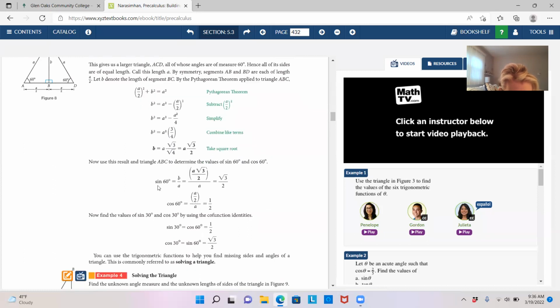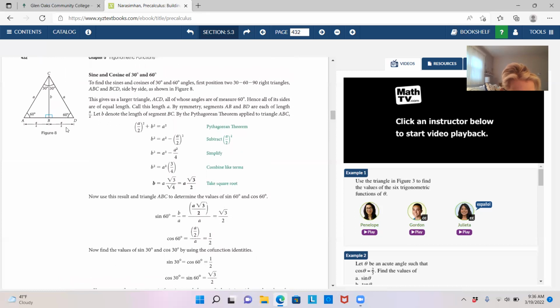And then it says the sine of 60 degrees is B over A, so we have A times the square root of 3 over 2, over A. That is the definition of the sine of 60, which is the opposite over the hypotenuse, your little b over your A. And so that comes out to be the square root of 3 over 2. And the cosine of 60 is the adjacent over the hypotenuse, which comes out to be 1/2.